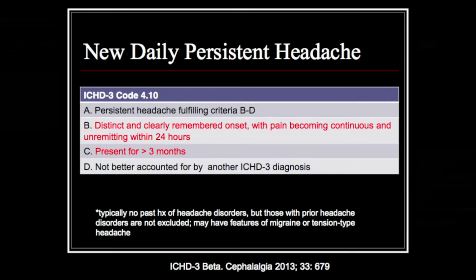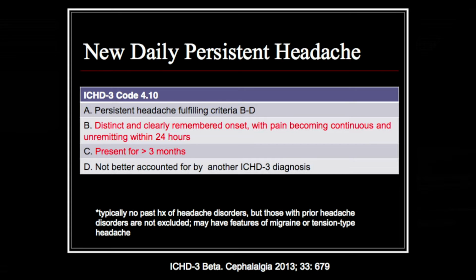New daily persistent headache is what I often tell fellows and residents is kind of a garbage diagnosis. It's really made by the history. The headache occurs at one time, and it is a continuous headache that doesn't remit. So it's a distinct and clearly remembered onset. Oftentimes the patients will tell you that the headache began on February 2nd, 2011. And the pain becomes continuous and/or unremitting within 24 hours, and it has to be present for 3 months.